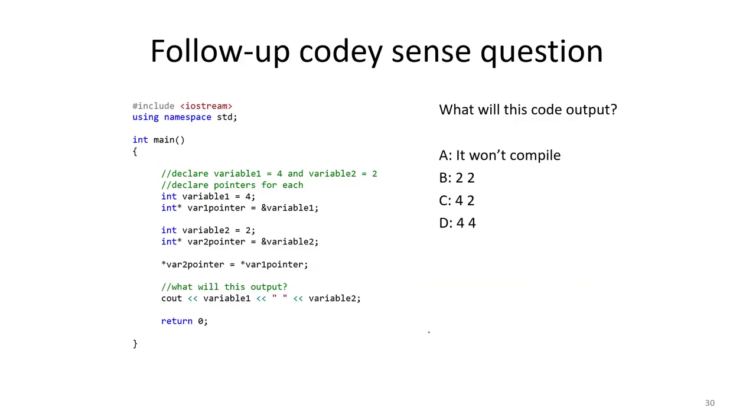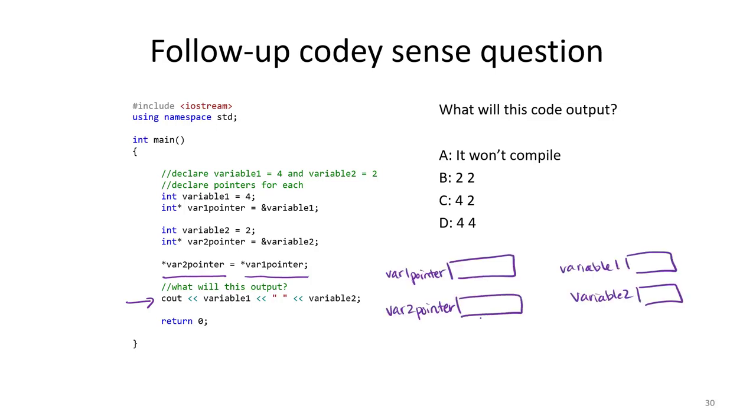Let's try another practice question. Once again, we have variable 1, variable 2, and the pointers variable 1 pointer and variable 2 pointer. But now, look what I did. I'm writing asterisk variable 2 pointer equals asterisk variable 1 pointer. Question here is, what will that cout statement output? Take a moment and think about it, and try drawing some pictures.